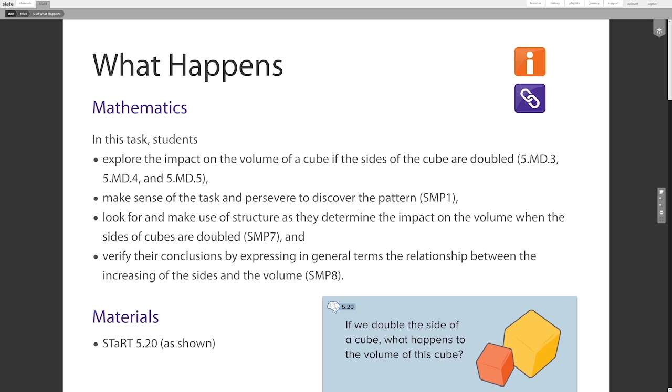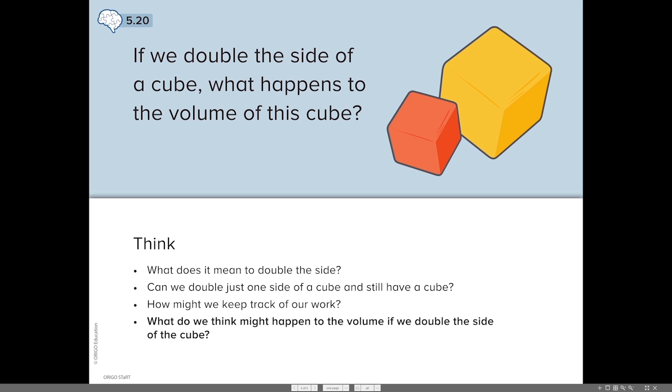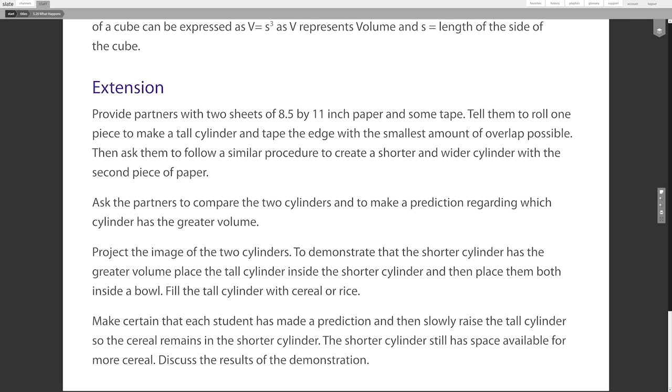In grade 5, this is an individual task where students are challenged to think about what happens to the volume of a cube if the length of the side is doubled. What is the relationship between the side and the volume of the cube? This would be an individual task, and then at the end of that, they work with a partner to share their understandings and talk about their solutions.